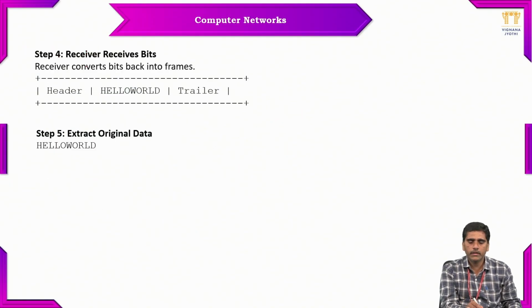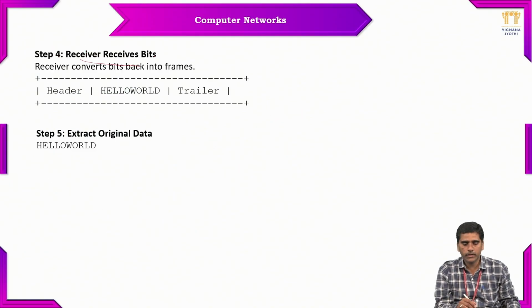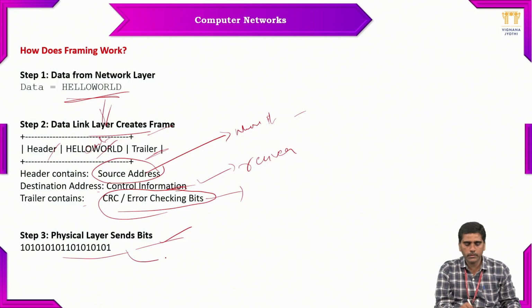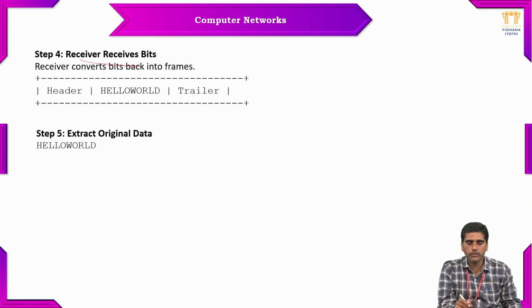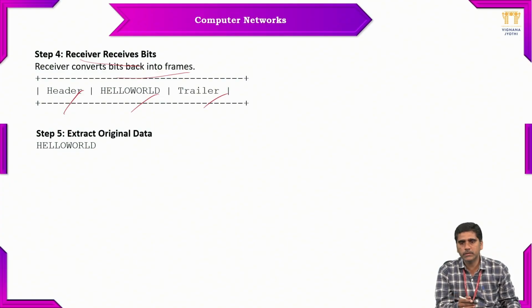Next, the receiver receives the bits, all the bits on the receiver side. Once the receiver has received all these bits, it converts the bits back into frames: header, hello world and trailer. Now it converts all these bits into frames and extracts the original data, that is, hello world.